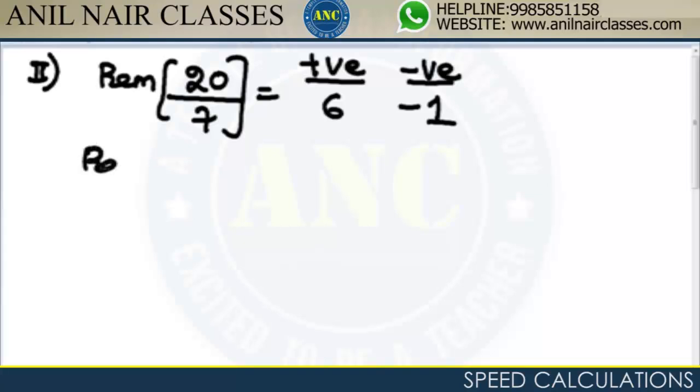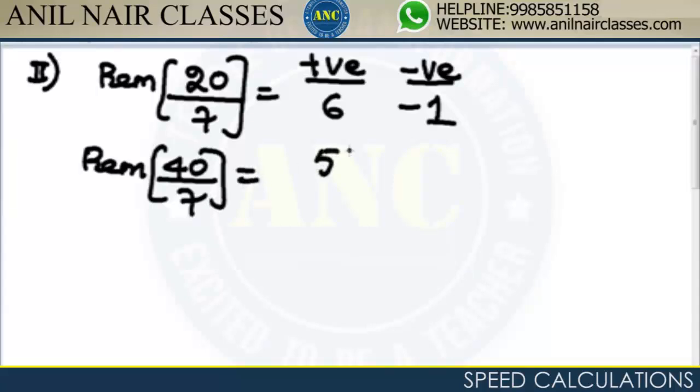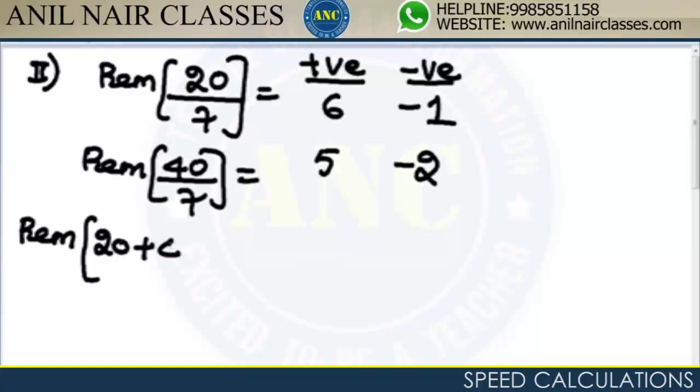Let me take another number, 40, and divide it by 7. 7 fives are 35, positive remainder is 5. Negative remainder: 7 sixes are 42, negative remainder is minus 2. Suppose I perform an addition operation, 20 plus 40 by 7. Listen carefully to this first example.